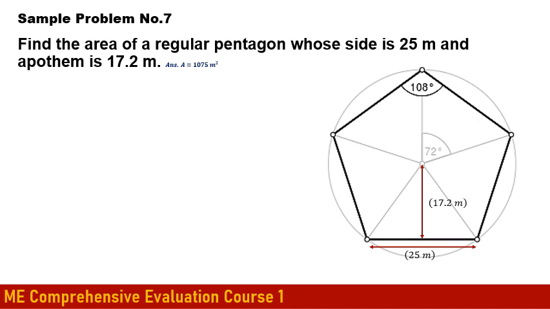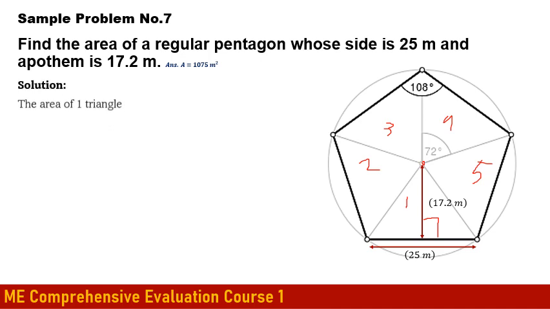Then we have the apothem. The apothem is the distance from the center to each side, perpendicular. So that is the apothem, and this is 17.2. And if we examine this pentagon, we can actually form 5 triangles. So we have 2, 3, 4, and then the last one, 5. Each of these has equal area. So what we can do is get the area of just one triangle and multiply it by 5.